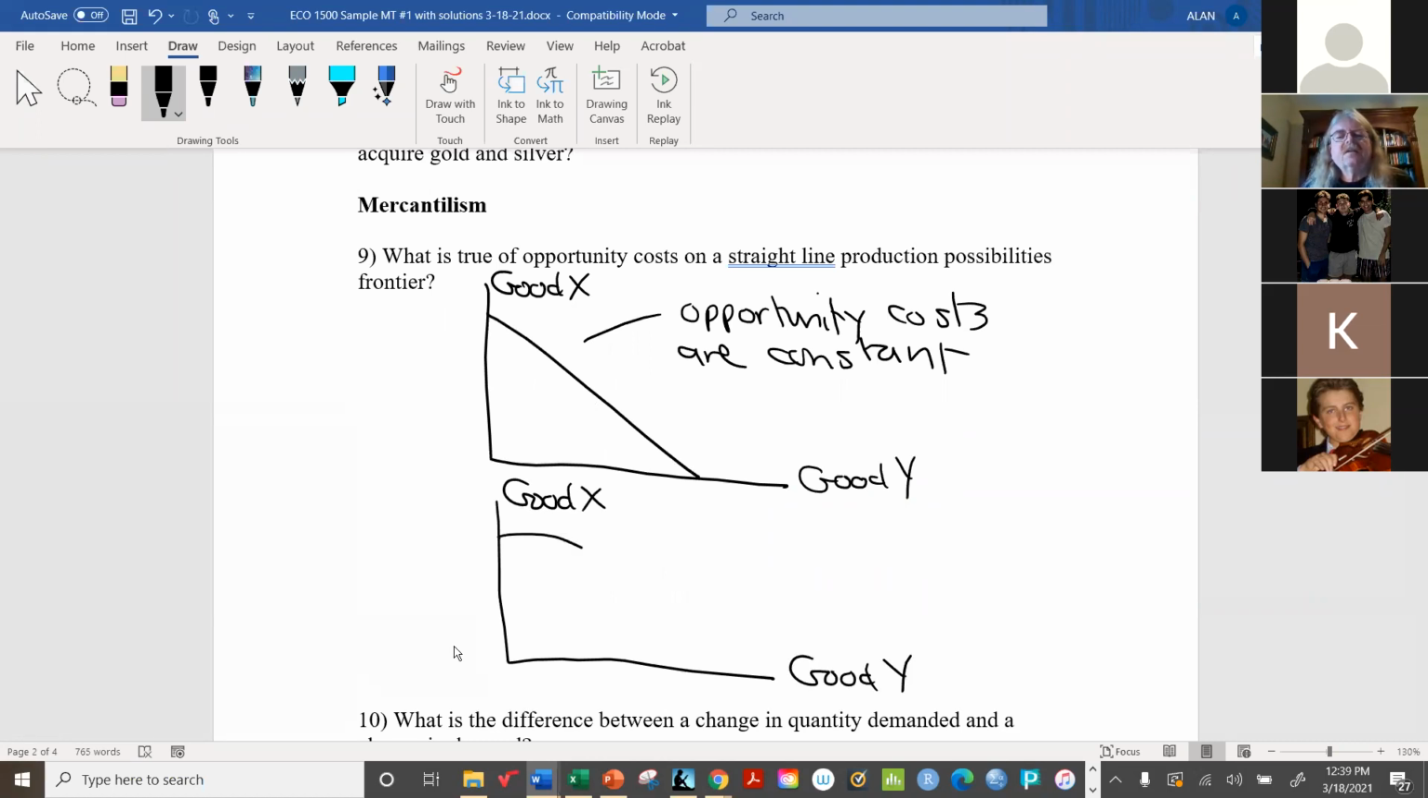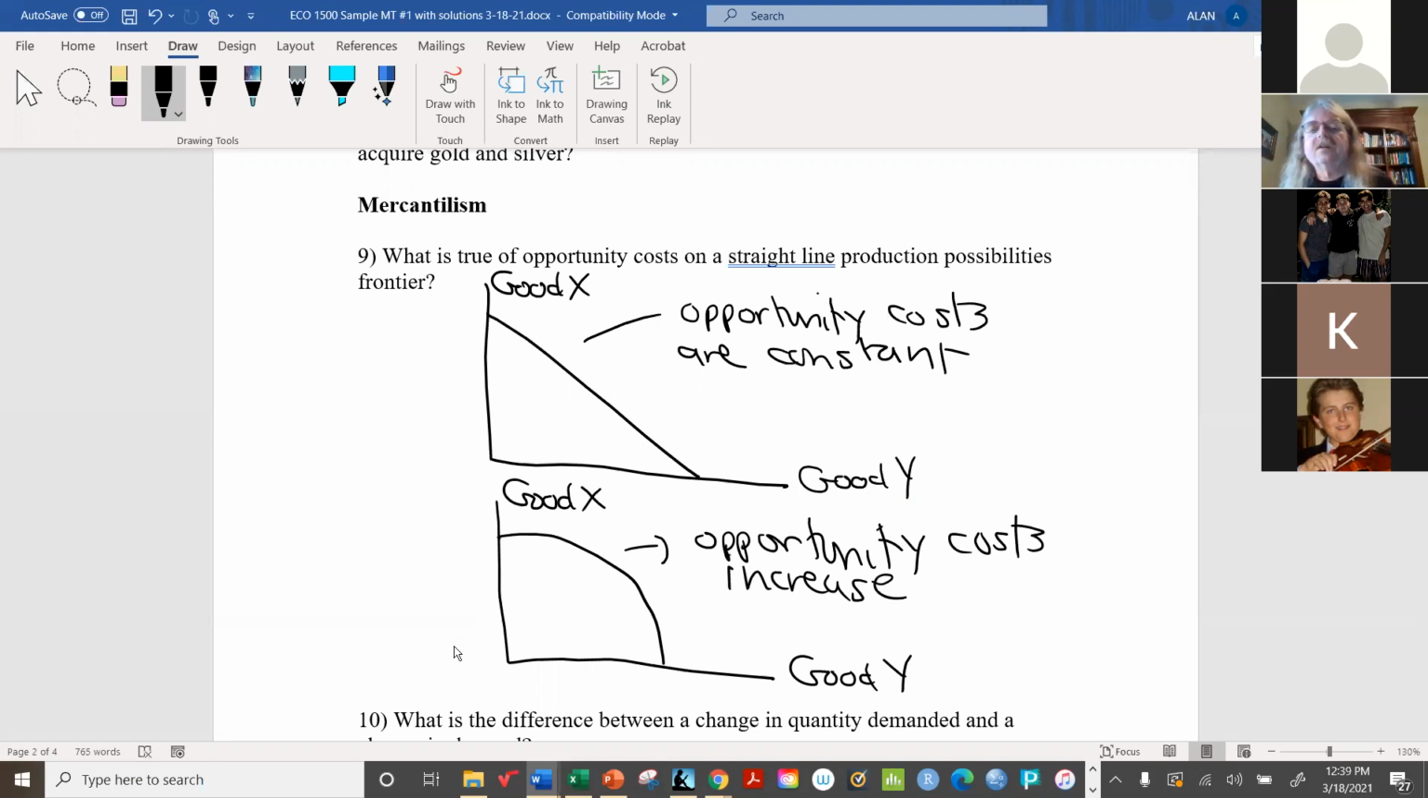With a case like this, which is the more normal case, opportunity costs increase. So in other words, in order to make more of one good, you have to give up more and more of the other good. Whereas with the straight line case, the opportunity costs are constant. And that can happen. There are cases where opportunity costs are constant. Most of the time, though, they actually increase in practice.